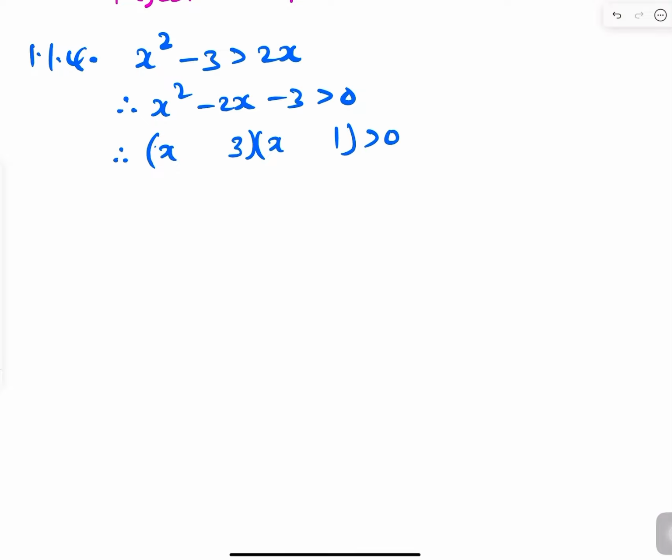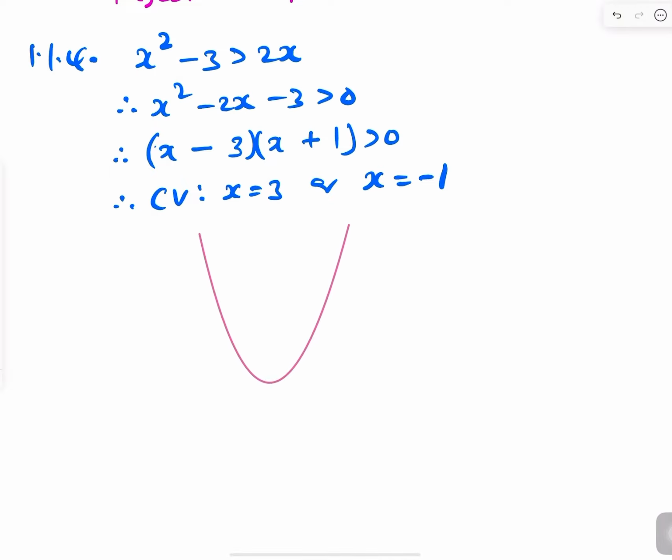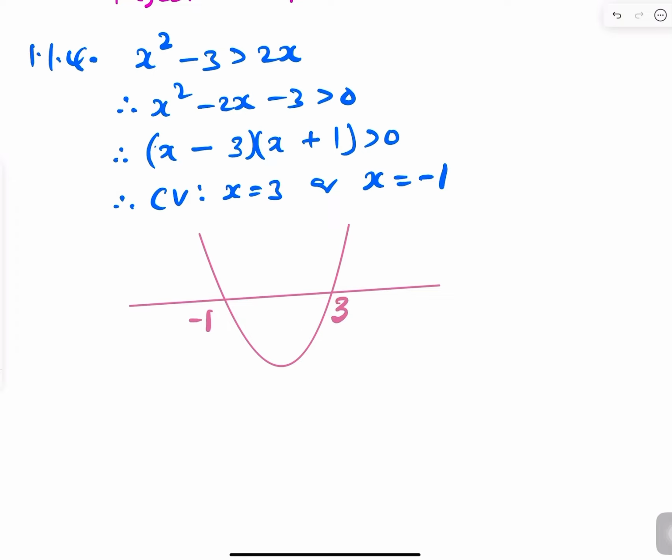All right. And then now, if you check carefully, you'll see that 3 should be negative and 1 should be positive. So therefore, the critical values are going to be x is equals to 3, or x is equals to -1. So remember, you're not done. You must do this graphically. Okay. So this is the graphical method. You are going to have a -1 here and a +3 there.